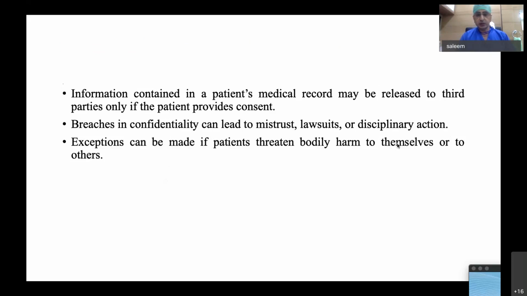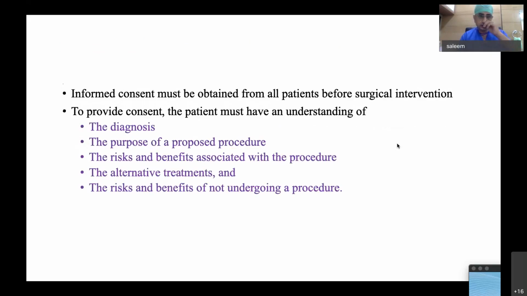Breach in confidentiality can lead to mistrust, lawsuit, or disciplinary action. Exception can be made if patients threaten bodily harm to themselves or to others. Informed consent must be obtained from all patients before surgical intervention.